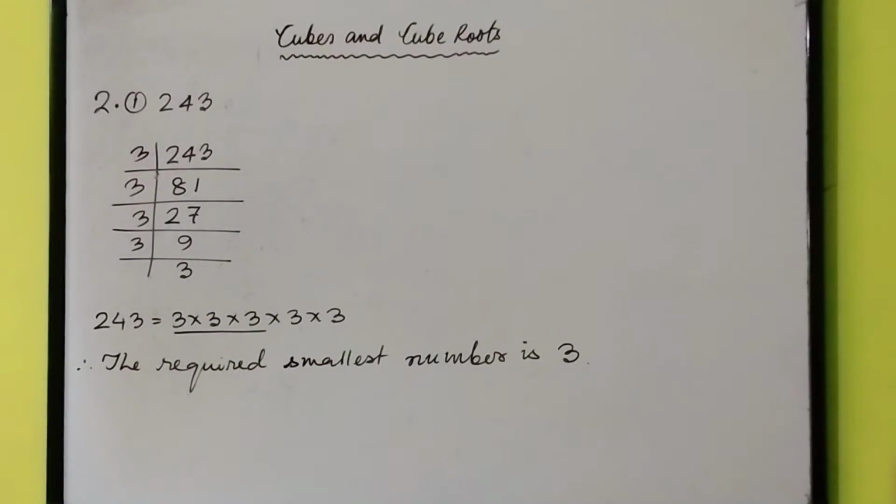Okay, my dear students, clear to me? Clear? So this is how you find, if a number is given to you and it is not a perfect cube, the smallest number by which it can be multiplied to make it a perfect cube. Okay? Let us see one more.